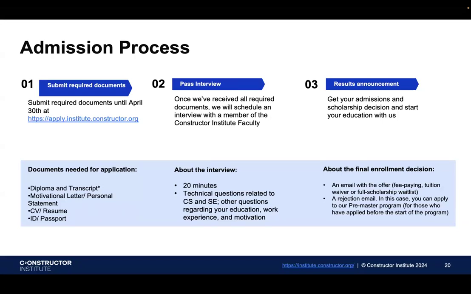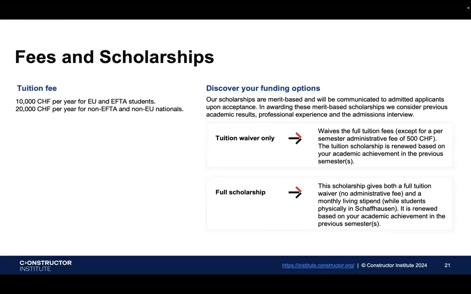So in the next slide, I can explain a little more about funding. Tuition fees are 10,000 Swiss francs per year for EU and EFTA nationals, and 20,000 per year for non-EFTA and non-EU nationals. We do have the opportunity for students coming from partner institutions to receive a discount, and even if they're non-EU, be charged the 10,000 Swiss francs per year instead of the 20,000 Swiss francs. AUC is not officially yet on that list, but is soon to be. So if you did want to apply, we'd be happy to look at your application as a partner institution.